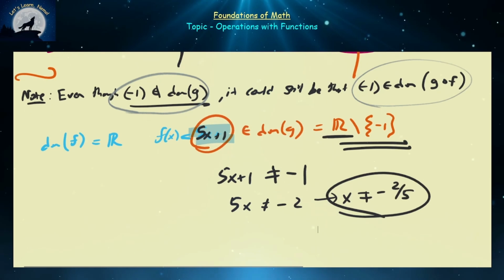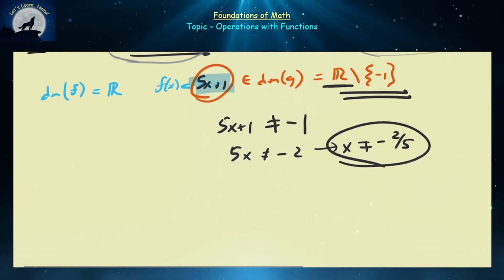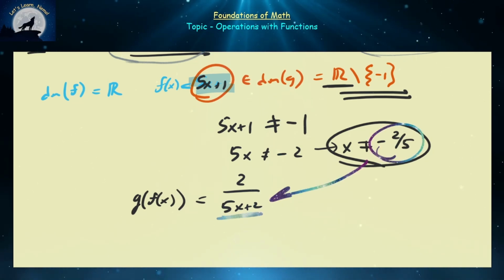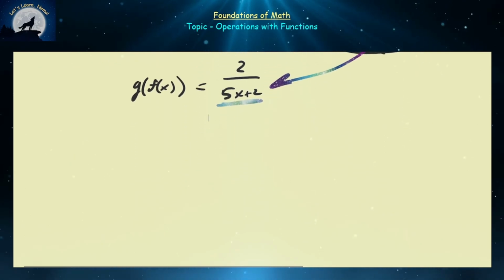-2/5. And if we remember what our simplified version of g composed with f looks like, what was it? So g composed of f came out to 2 divided by 5x plus 2, and we clearly see that if we plug -2/5 into this expression, we do indeed get 0 in the denominator, which we already know is undefined. Right? So that's actually very, very beautiful, although slightly intricate at first, but once you get the hang of it, it's actually not too bad.